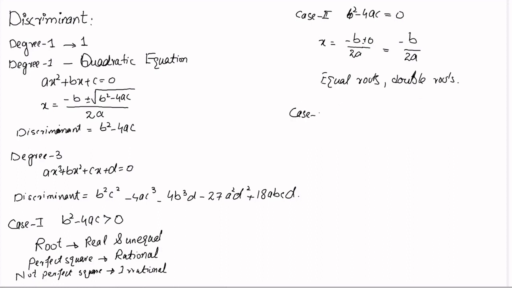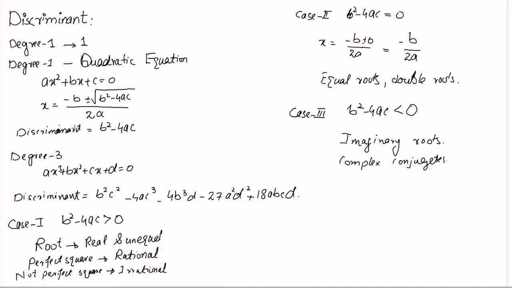Case 3 is b square minus 4ac is less than 0. If the discriminant is less than 0, then the value under the square root will be negative, which will result in imaginary roots or complex conjugates. The roots will be complex conjugates.